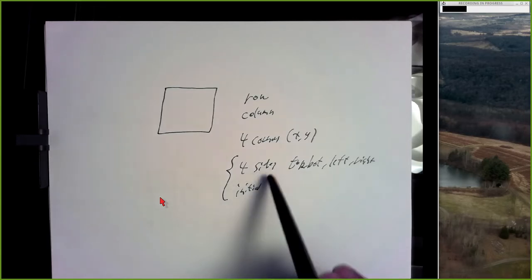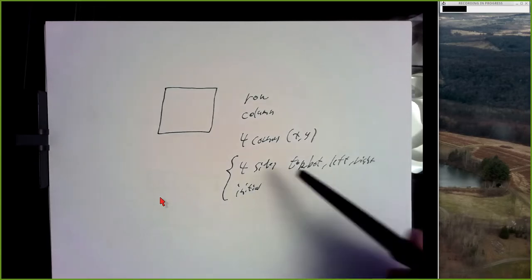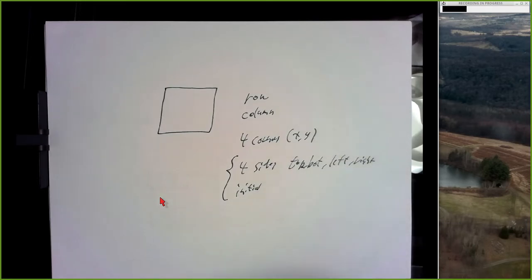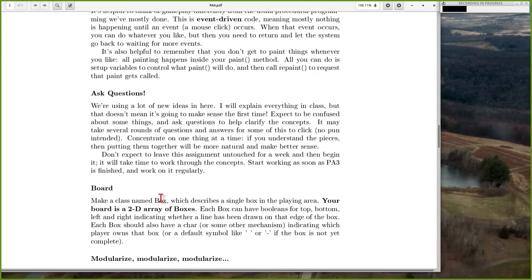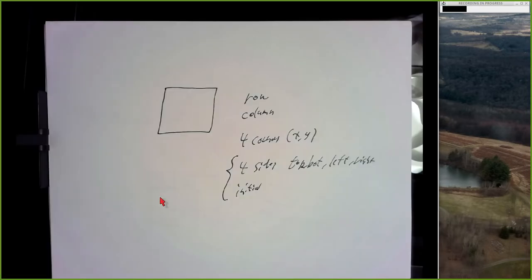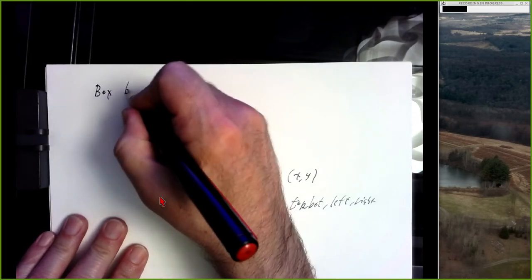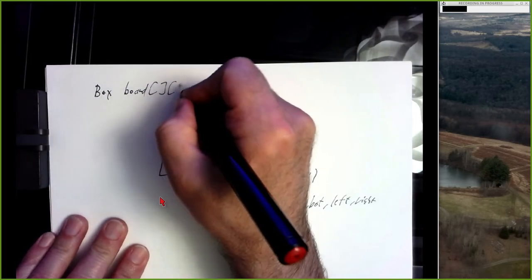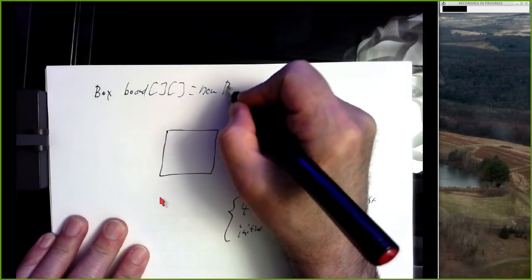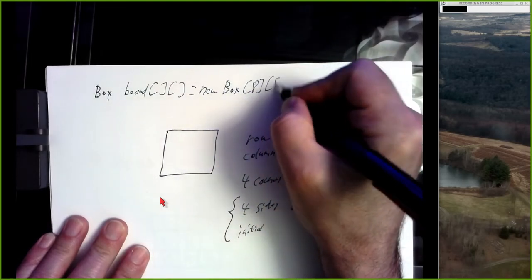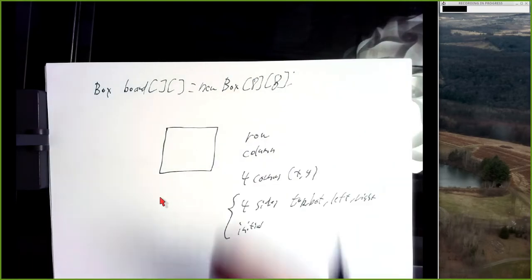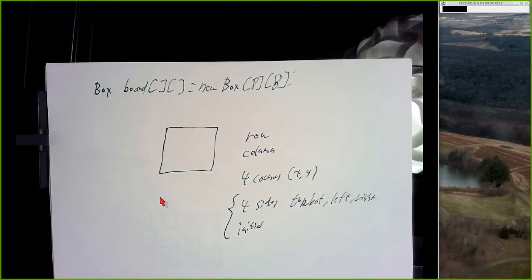And so if you think of a box like this, how do you construct a box? Well, set your four sides to false and set your initial to blank. You've got an empty box. But now your entire game board is just an array of boxes. So you can make a two-dimensional array of boxes. And assuming that Box, uppercase B, is a class, you could say something like Box[][] board = new Box[][], and that constructs a two-dimensional array of boxes.